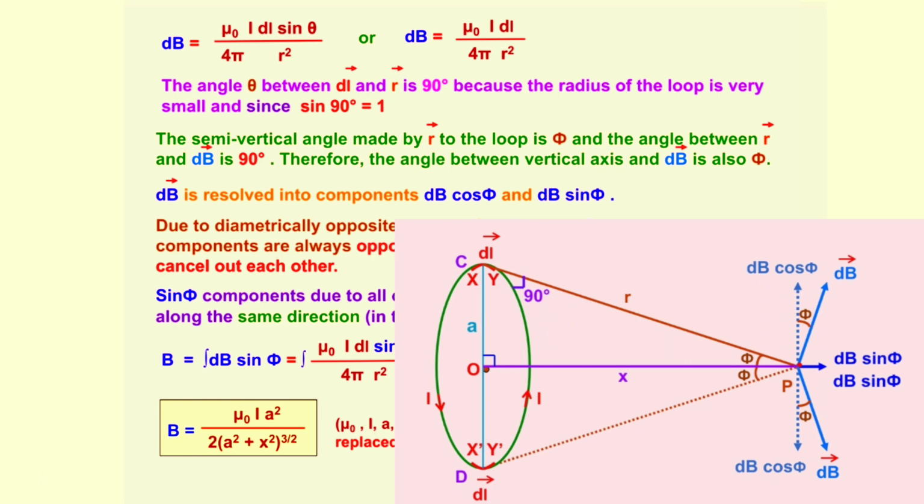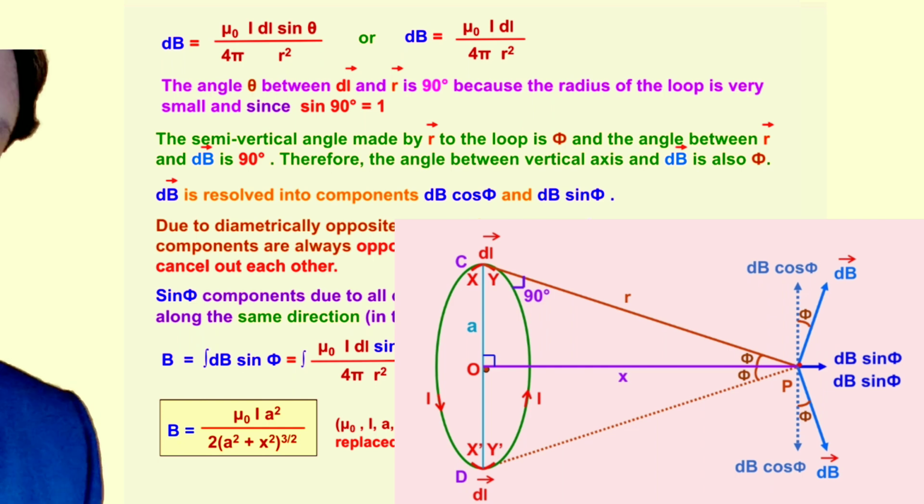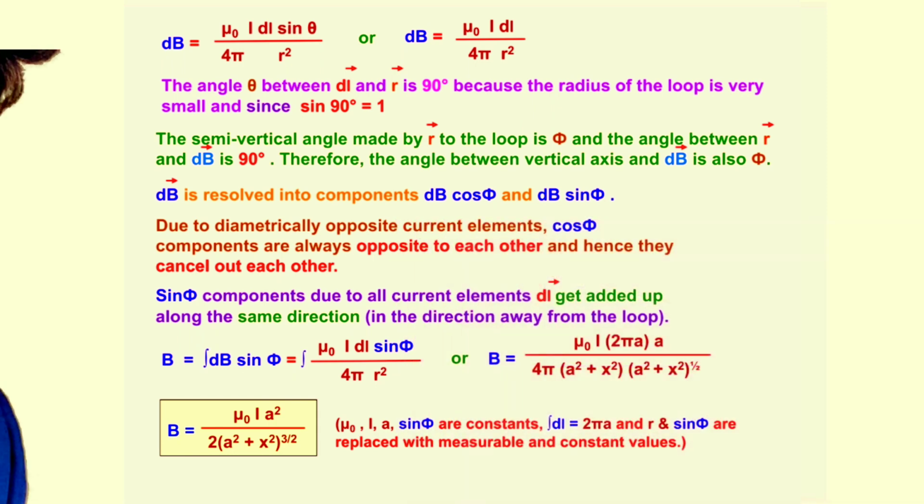XY is taken as the current element at point C, and X dash Y dash is taken as the current element at point D. Now these two points are joined to point P, the observation point, where they make angles phi with the axis. Now applying Biot-Savart law here, we will get the value of dB, which is given by the formula here.